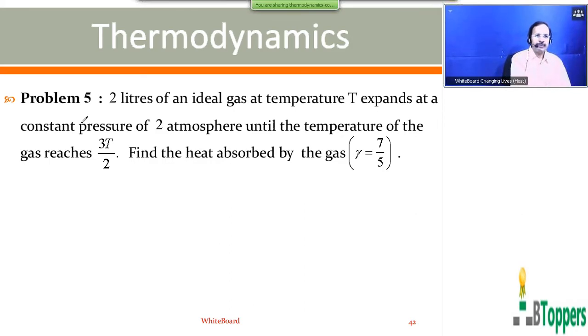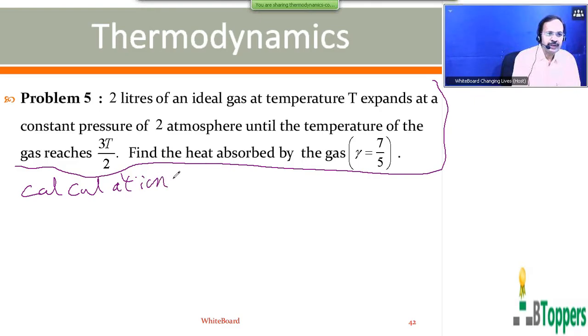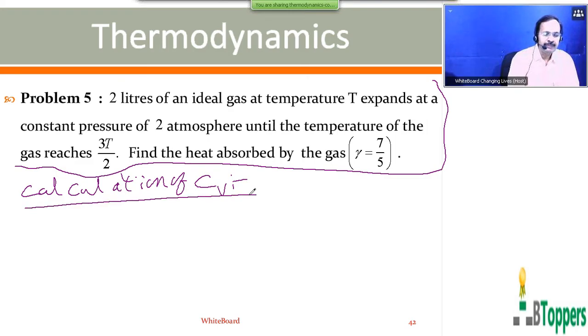Of course, this problem 5 I have already completed the discussion in the previous class. So now I am going to discuss how we can calculate molar specific heat at constant volume if you know the value of gamma. Actually, this part I have already discussed in one of the problems, but still I would like to discuss it specifically now because it is used directly in a good number of problems.